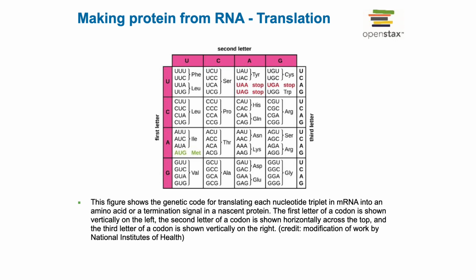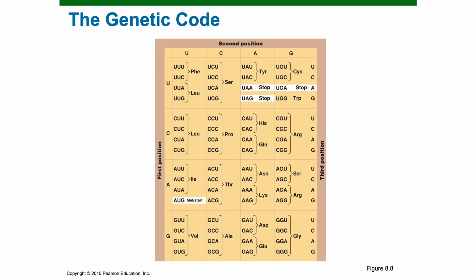Some of the codons code for the end of the protein. Those are stop codons. And there is one that codes for the start. That's AUG. It's referred to as the start codon. I don't know why this is in here. It's the same thing, just a different version of it.